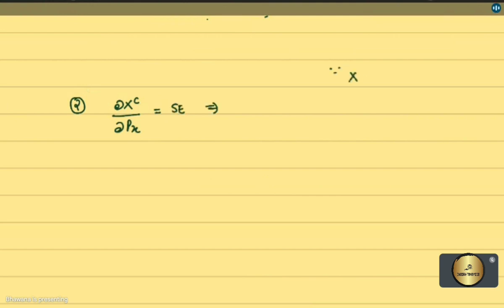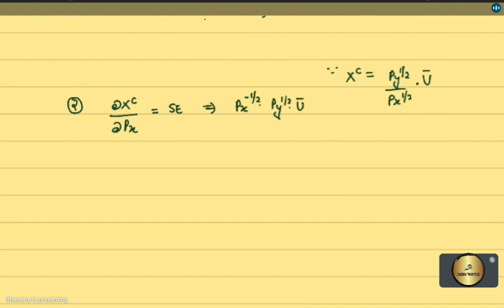So we have been given xc as price of y half, price of x half, u bar. So first, always with respect to price, we will take the price in the denominator up, so we can write it in this way. And our price of y and u bar will remain as it is.